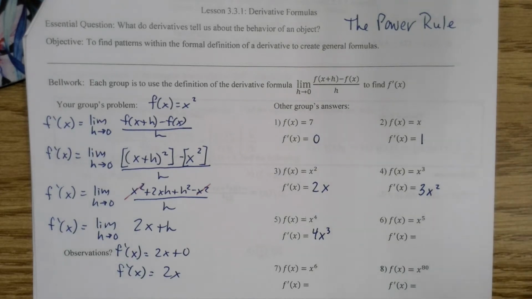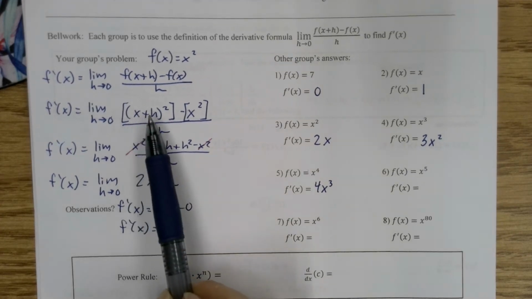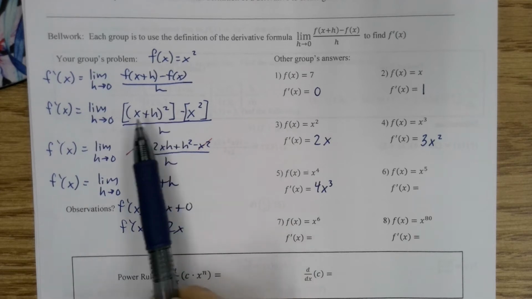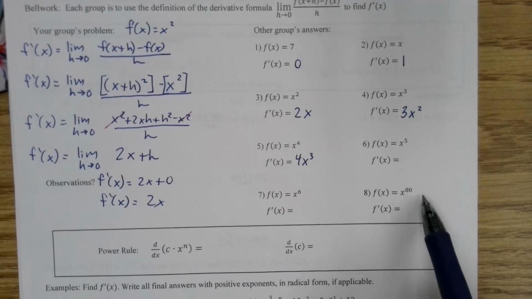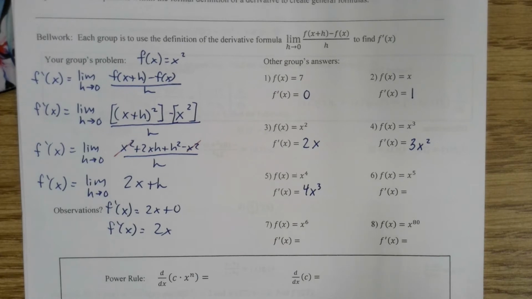And what we are looking for today is a more efficient way to evaluate the definition of a derivative. This process is not that bad, but once you get to a problem like x to the 6th, you are expanding out x plus h to the 6th power, and we can use binomial expansion, but this becomes very long and it becomes a tedious process. And can you imagine if we were asked to find x to the 80th? No, thank you. So we are looking for maybe some patterns that are happening that can allow us to shorten up this process a little bit.